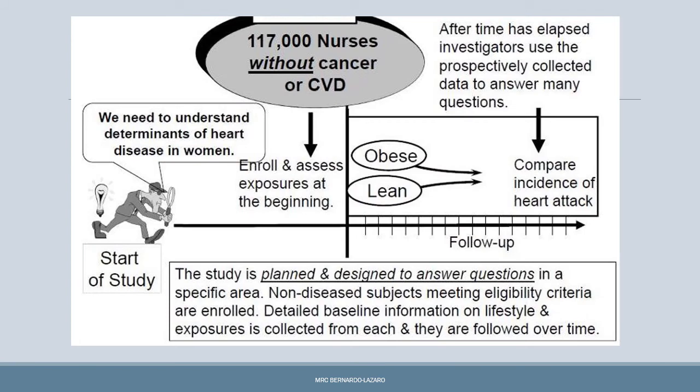Okay, how about this case? What study is this? So it started with 117,000 nurses without cancer or CVD, and they were enrolled in this study and assess whether they are obese or lean. Then they do follow-up to see if there are any incidents of heart attack. So the clue here is they were follow-up over time. So if you answered cohort, then you are correct.